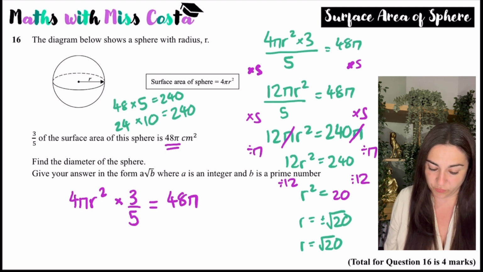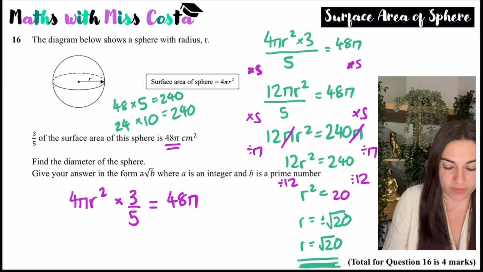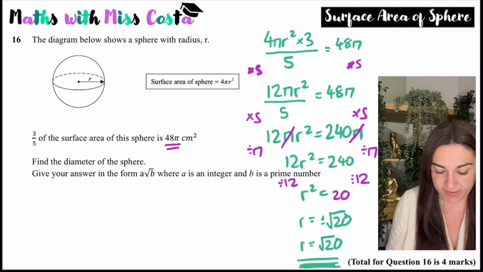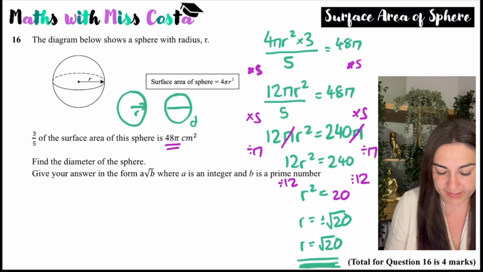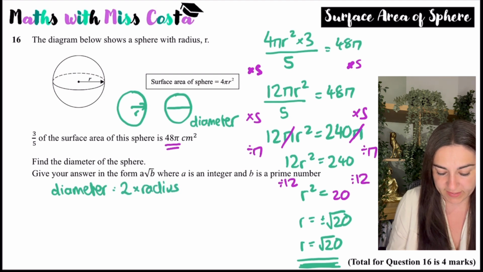Now, if I know that the radius is root 20, in any circle where I've got the radius, the diameter is always double that. So if I know what the length of the radius is, to work out what the diameter is, I'm just going to double it. So diameter is always 2 times the radius. So the diameter of this sphere must be 2 times root 20.